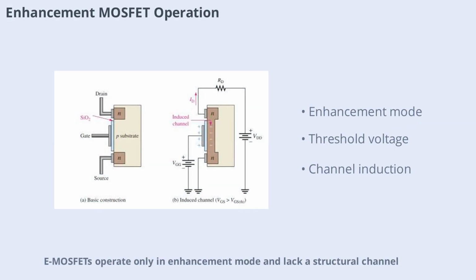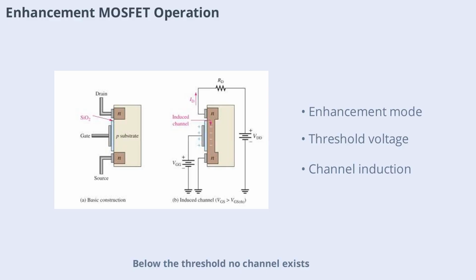MOSFETs operate only in enhancement mode and lack a structural channel. For N-channel devices, a positive gate voltage above a threshold induces a channel by creating a thin layer of negative charges. Increasing gate-to-source voltage enhances channel conductivity. Below the threshold, no channel exists. This operation is fundamental for digital and analog applications.